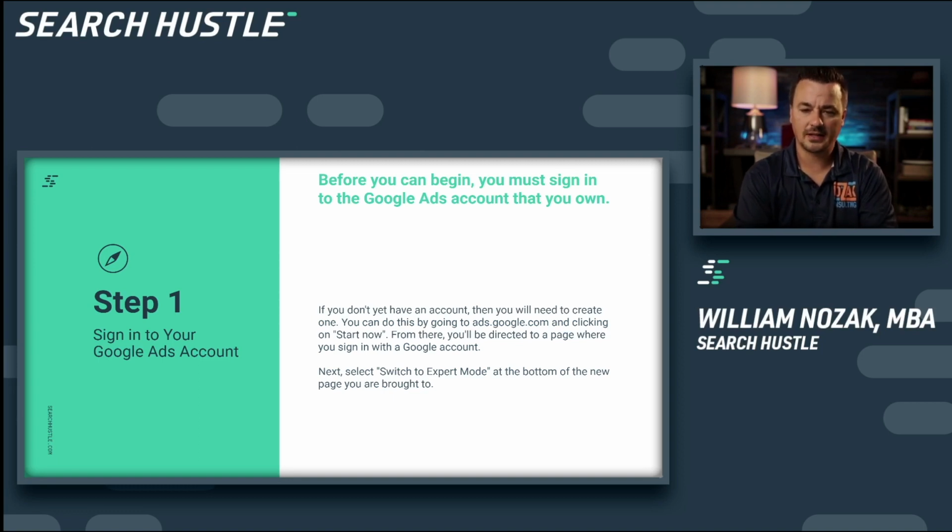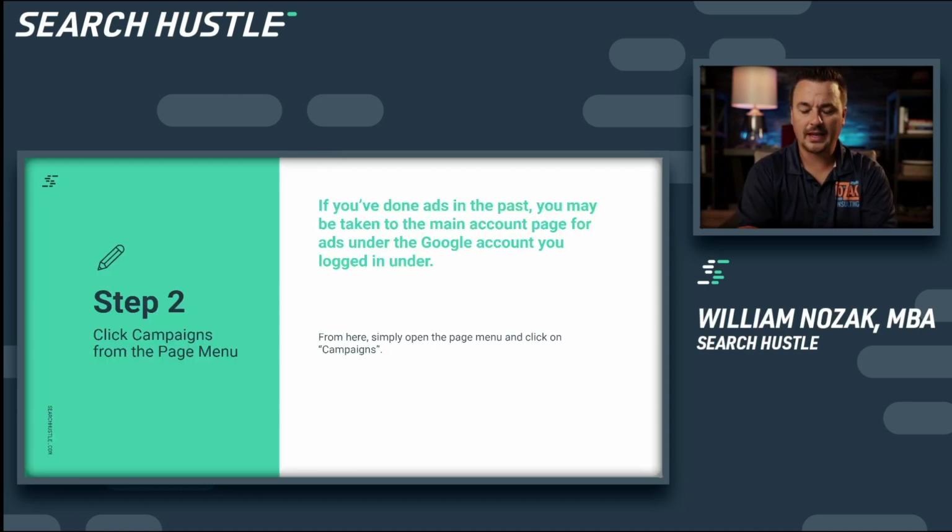So 1, sign into a Google Ads account. Before you can begin, you must sign into your Google Ads account. It's ads.google.com. Click campaign from the page menu. If you've done ads in the past, you may be taken to the main account page for ads under the Google account you logged in under. So if you log in and your email already has an ads account set up, it'll probably just take you back into that dashboard.